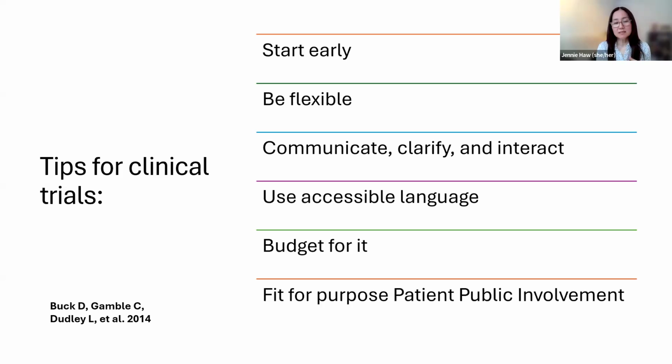Budget for PPI, and this is consistent with the recommendations or the standard operating procedures outlined by Evans and colleagues. So make sure that there's money in the budget to support patient engagement. And then fit for purpose patient public involvement. So this is about thinking through plans for PPI and centering them around the aims and needs of the trial. They recommend that there should be agreement about an understanding of what and why PPI is needed, and what will help in planning it.